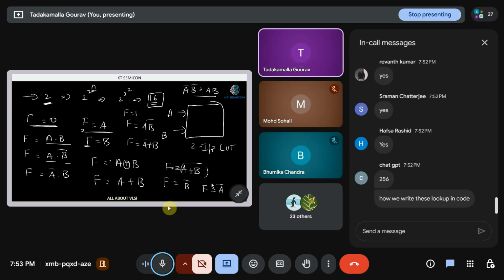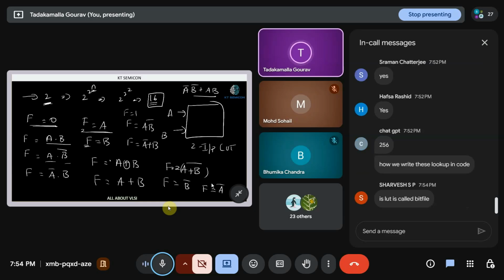You are not going to write anything about lookup tables in your code. You are just going to write your Verilog code only. The tool is going to take care of how to choose a LUT and how the data is stored inside your LUT. You are not going to worry about that particular thing. Your duty is not that. That is not a bit file. Bit file is different. Bit file we will discuss in future.